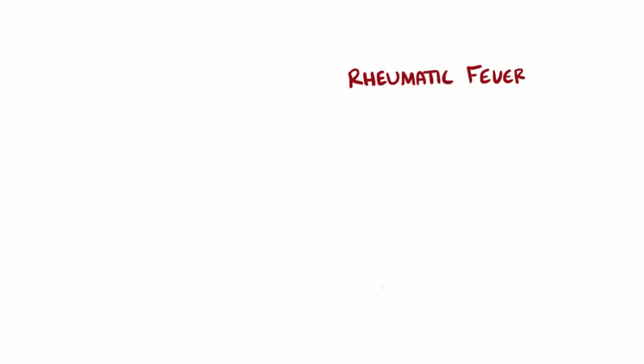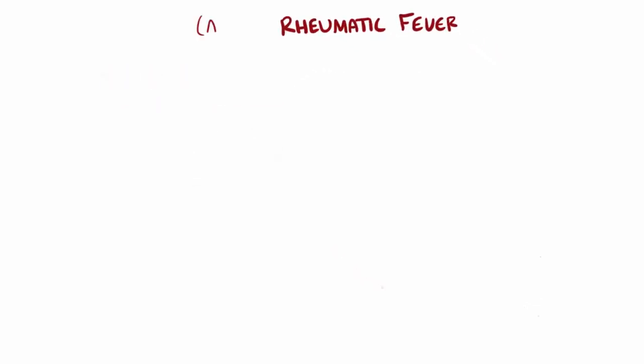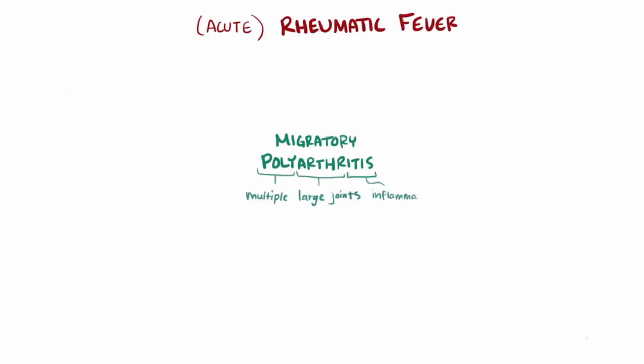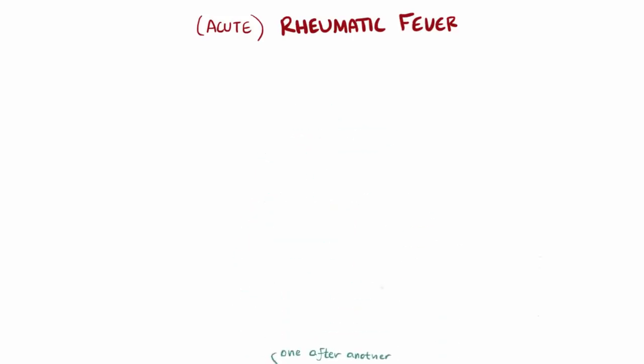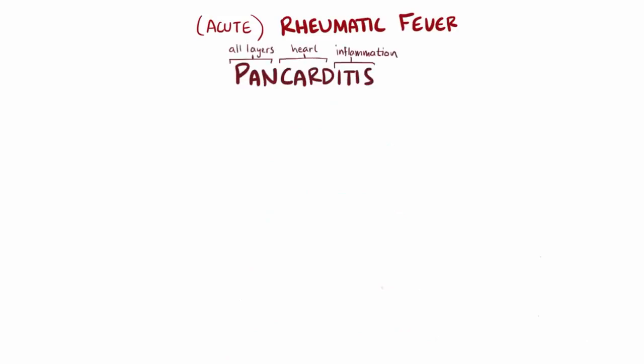A lot of patients that do get rheumatic fever from strep, sometimes called acute rheumatic fever, will have a variety of clinical findings. The most common of which is migratory polyarthritis of the joints, where multiple large joints become inflamed, swollen, and painful, one after another, although this damage isn't permanent. Secondly, some patients have pancarditis, or inflammation of all three layers of the heart tissue.